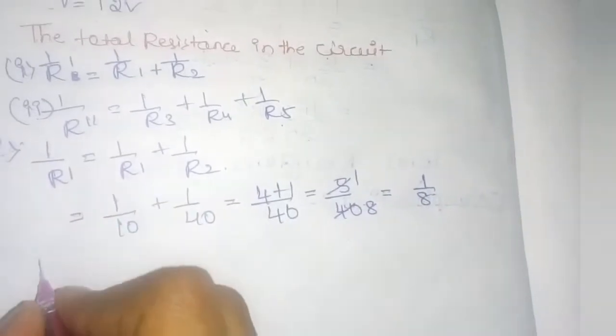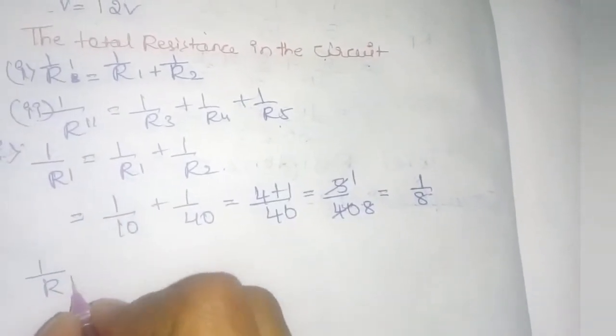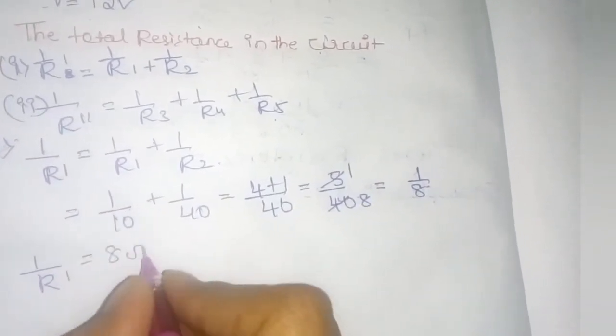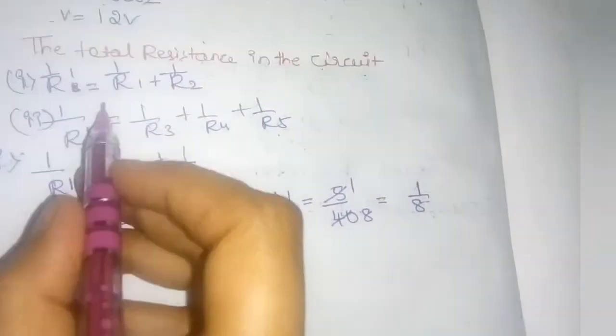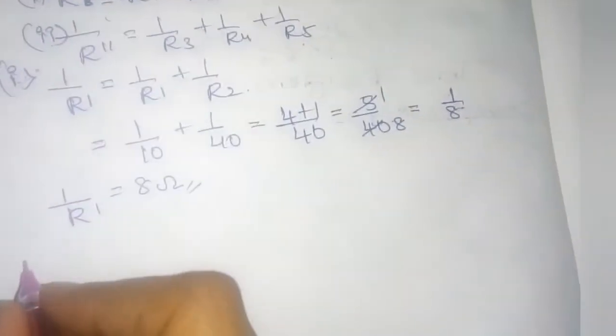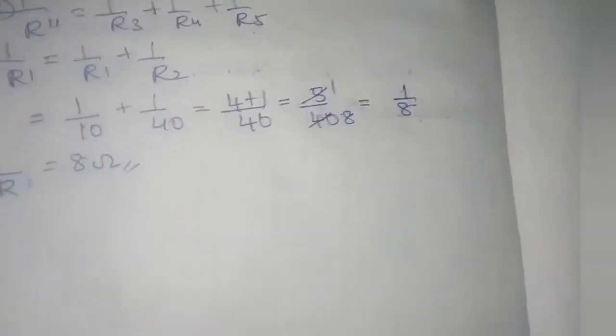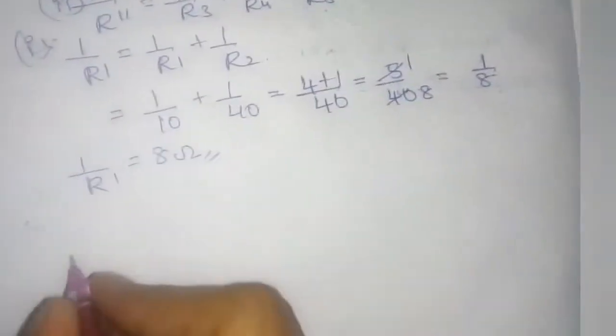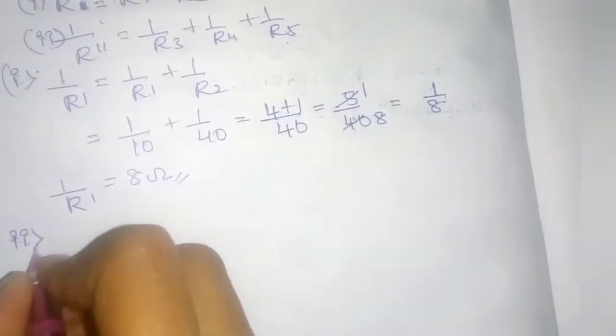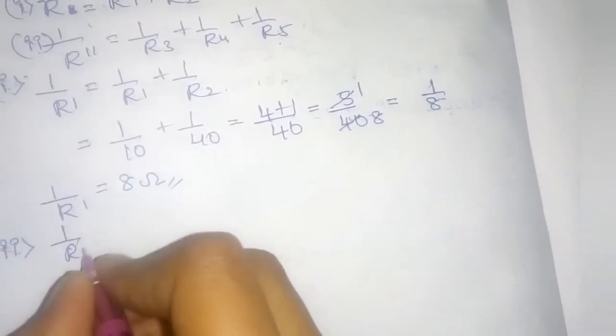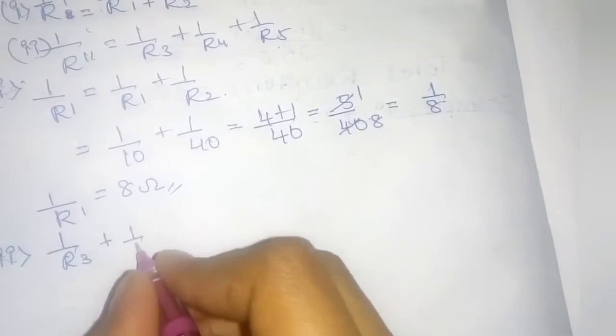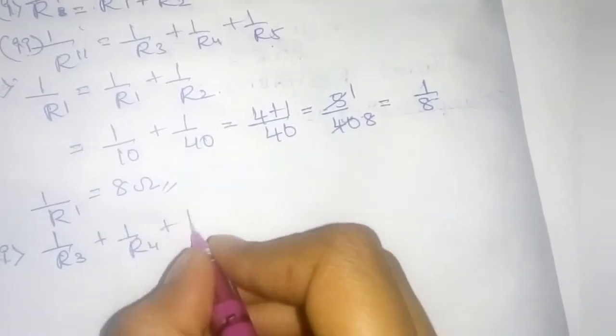So 1 by R1, that is equal to 8 ohm. Okay, this is the first one. We have to solve the other one, that is the second one, that is given 1 by R3 plus 1 by R4 plus 1 by R5.